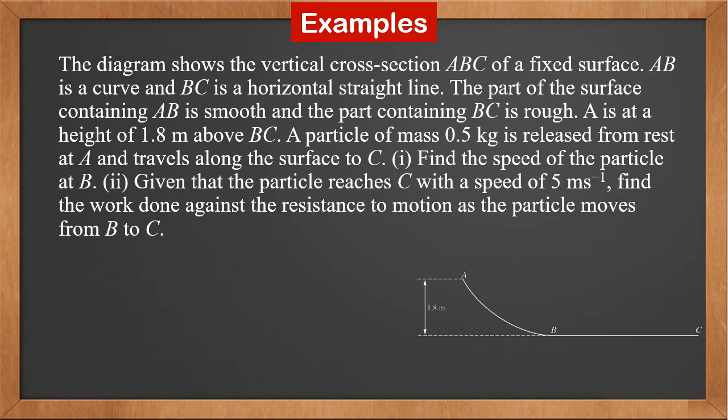The diagram shows the vertical cross-section ABC of a fixed surface. AB is a curve and BC is a horizontal straight line. The part of the surface containing AB is smooth and the part containing BC is rough. A is at a height of 1.8 meters above BC. A particle of mass half a kilogram is released from rest at A and travels along the surface to C. 1. Find the speed of the particle at B. 2. Given that the particle reaches C with a speed of 5 meters per second, find the work done against the resistance to motion as the particle moves from B to C.